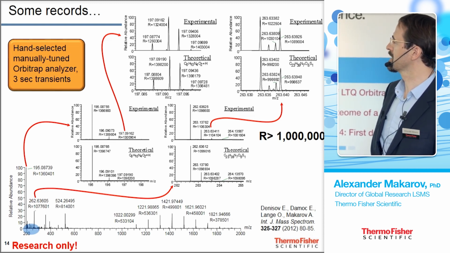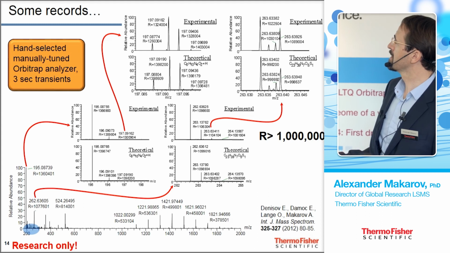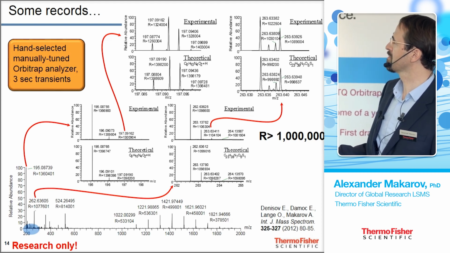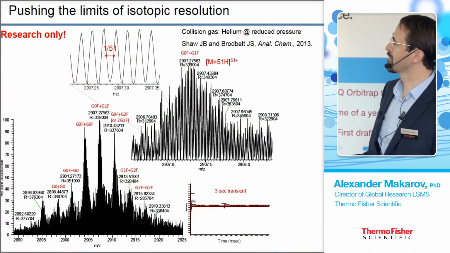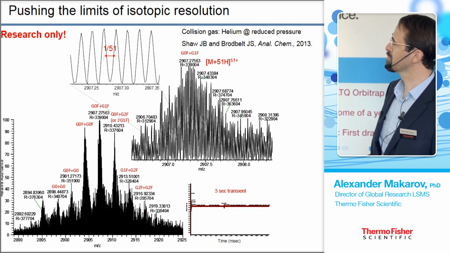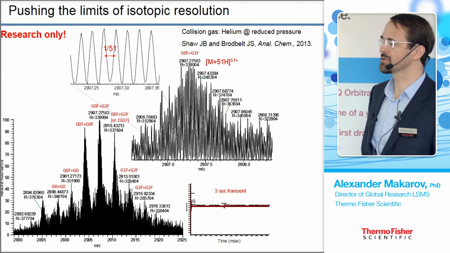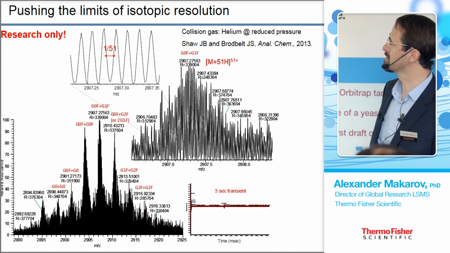Like, for example, getting resolving powers beyond 1 million, and then using them, for example, for element counting, because from the fine structure of this little isotope, we could basically count how many sulfurs, oxygens, nitrogens we have in the elemental formula of this molecule. Or with playing with the gas in the cell and so on, it was possible to get isotopic resolution up to intact antibodies at 150,000 Daltons. But this, of course, required very long transients and very good pumping of the system.